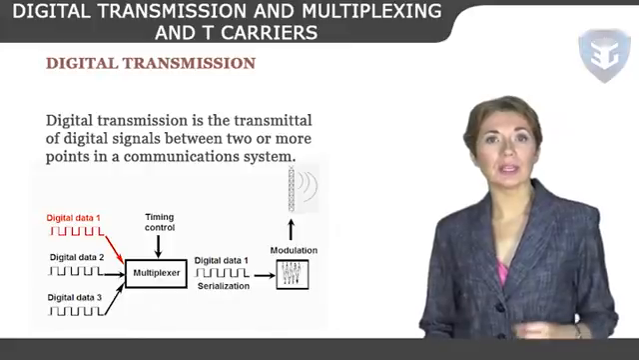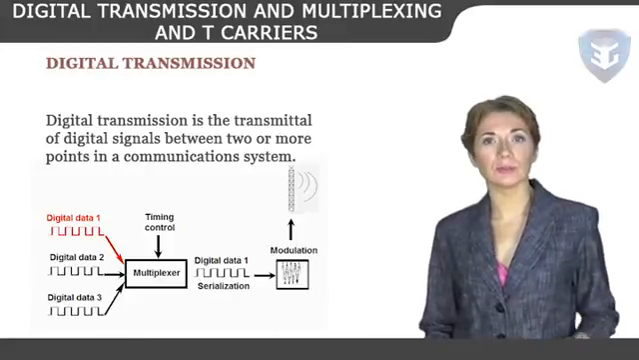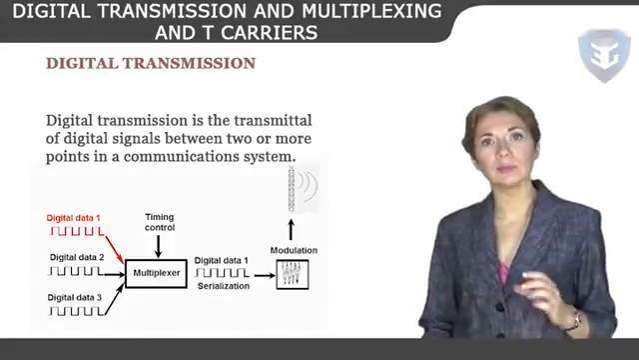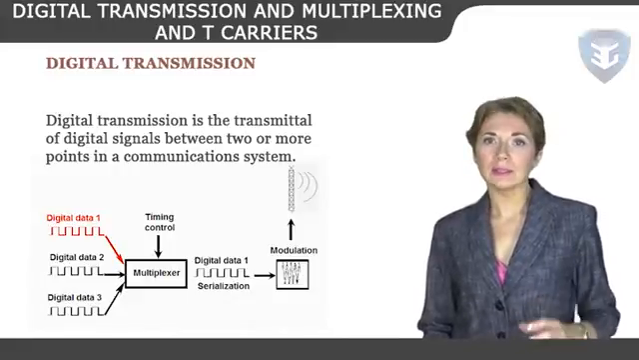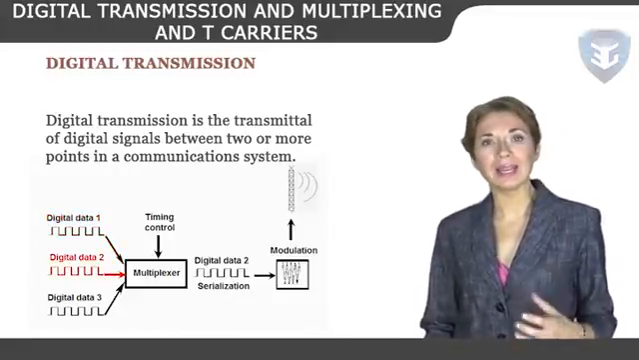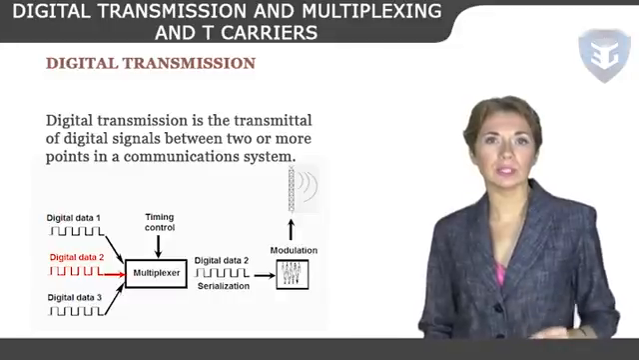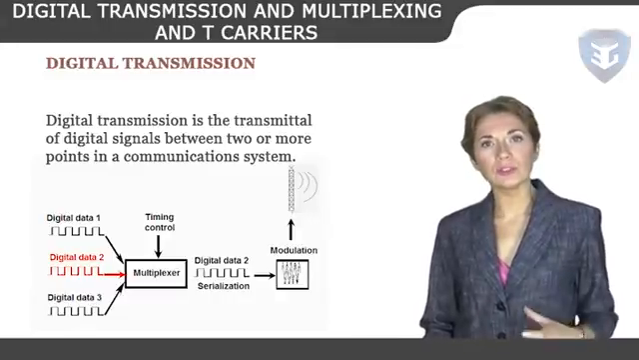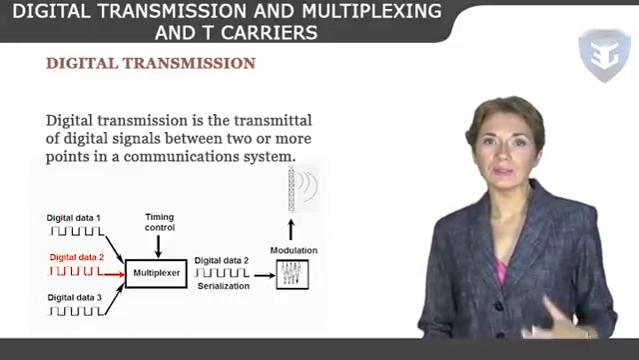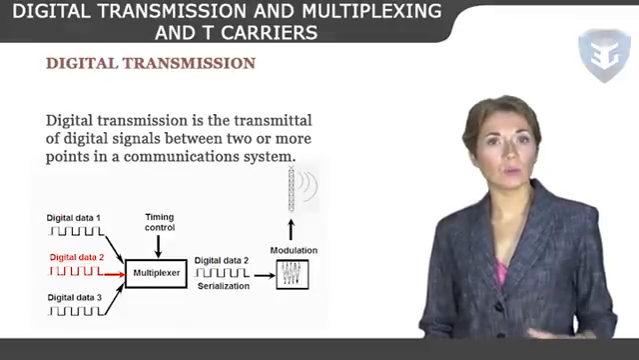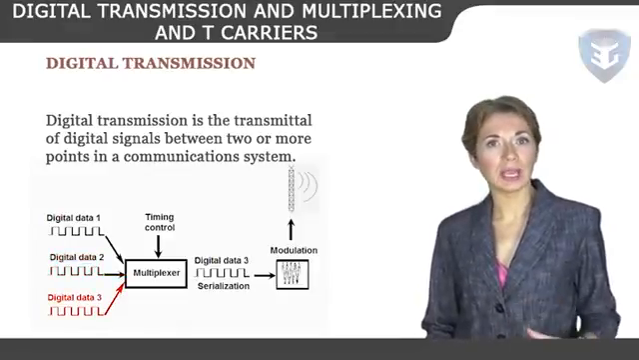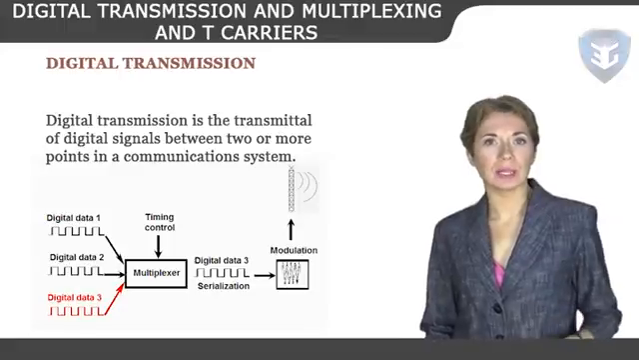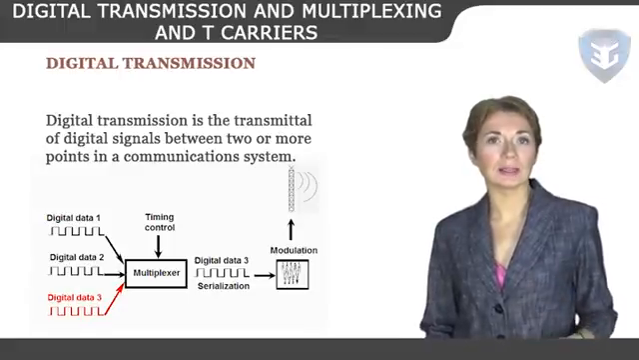Digital transmission is the transmittal of digital signals between two or more points in a communication system. The signals can be binary or any other form of discrete level digital pulses. With digital transmission systems, a physical facility such as a pair of wires, a coaxial cable, or an optical fiber cable is required to interconnect the various points within the system.